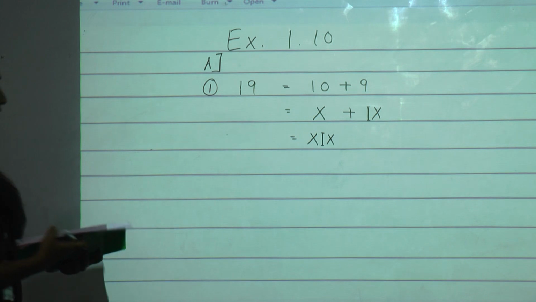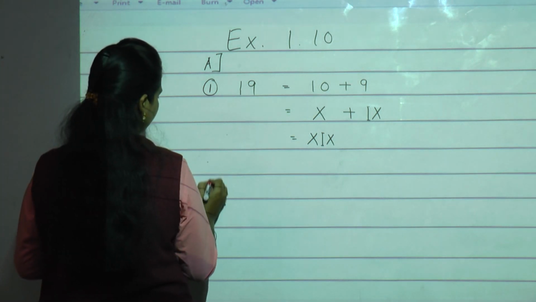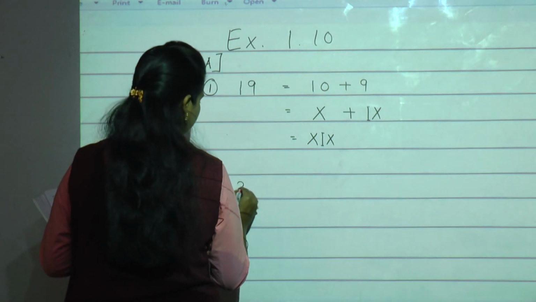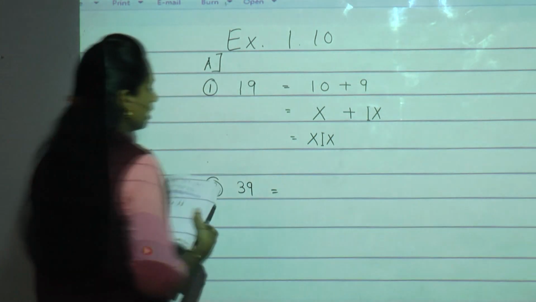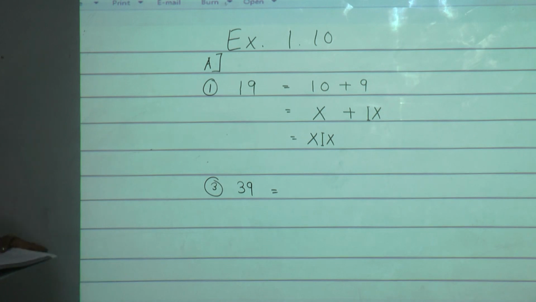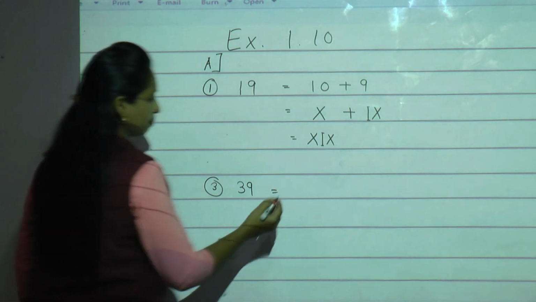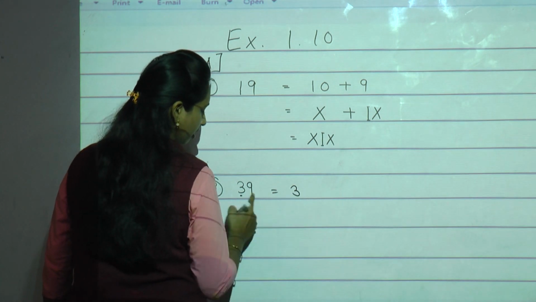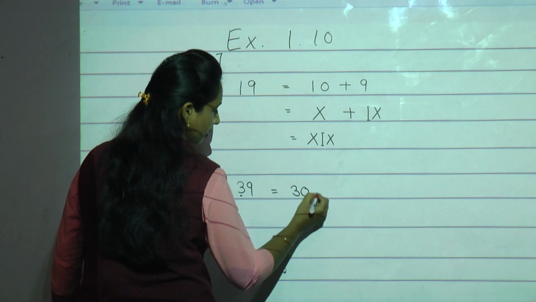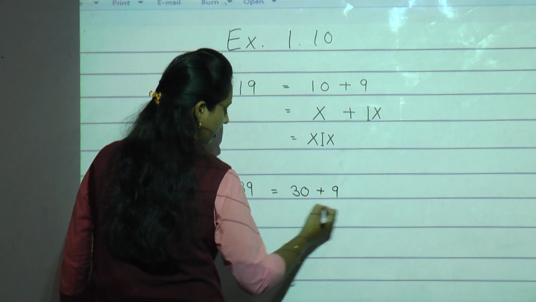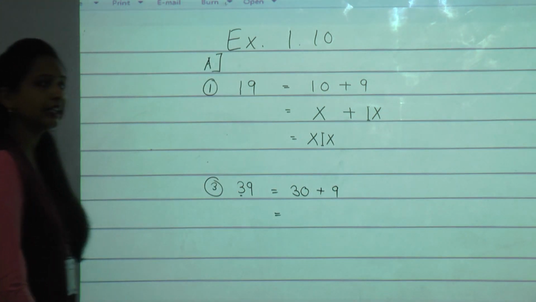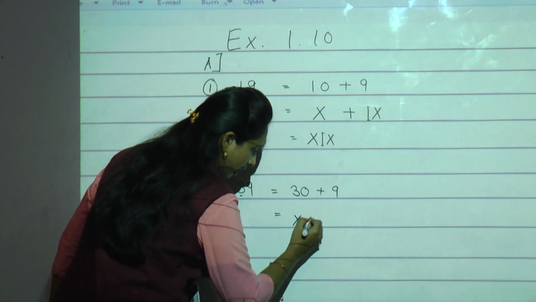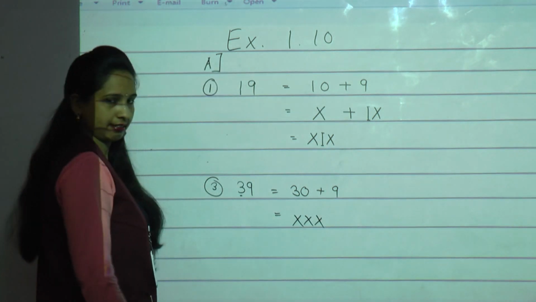Now we will take the third one. What is the third question? 39. Now we have to expand 39 first. How we can expand? Write the first digit as it is. How many numbers are remaining? One digit number. So write 0 and the remaining 9 as it is. Now how we write 30 in Roman? Yes students, we write 30 as triple X.